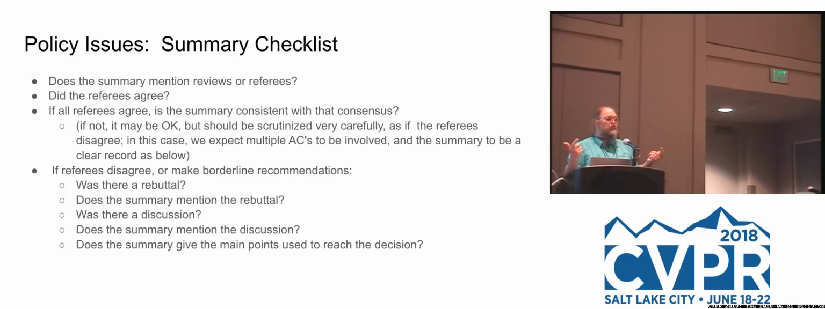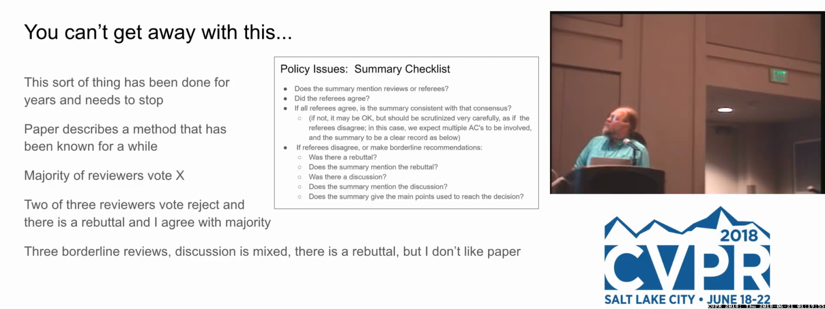There are things you can't get away with. So a summary that says this sort of thing has been done for years and needs to stop, which is a summary that I love to write, but I have too much of a conscience. A paper describes a method that has been known for a while. Majority of reviewers vote X. Two of three reviewers vote reject, and there is a rebuttal, and I agree with majority. The borderline mixed, I don't like the paper. Why can you not get away with this? Because the checklist tells you the features that these kinds of summaries are missing.